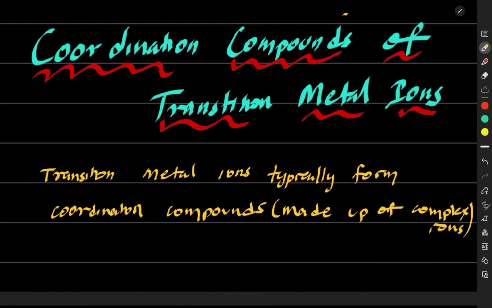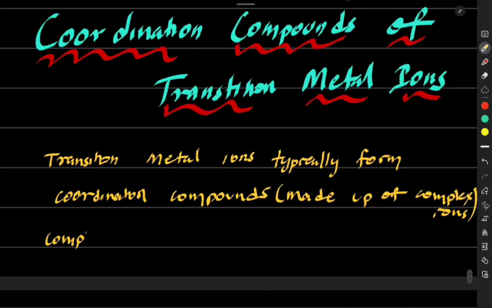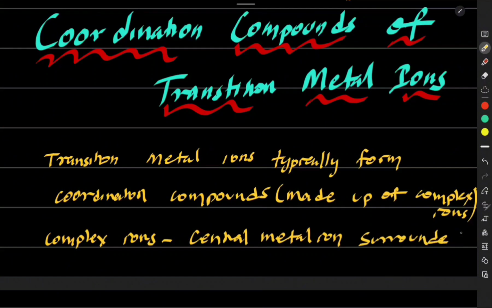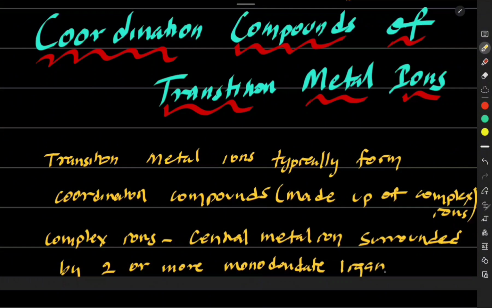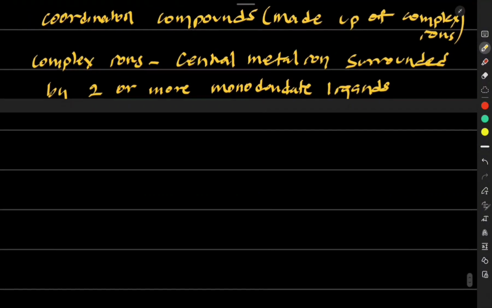And what are complex ions? Let's look at what complex ions are. A complex ion means a central metal ion surrounded by two or more monodentate ligands. By the way, what are ligands?